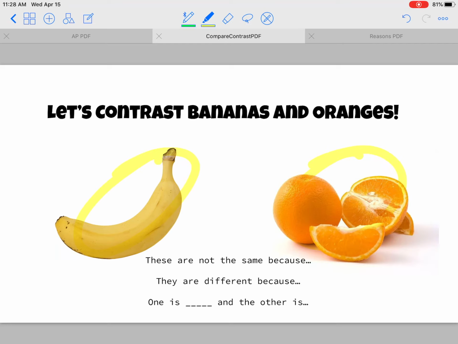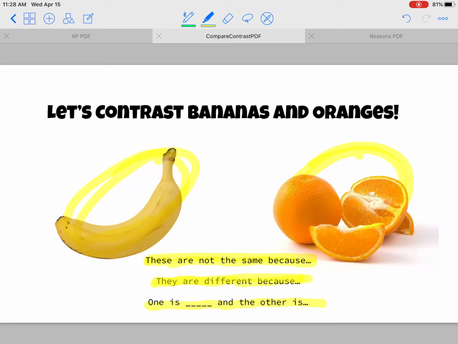So I want you to read these together with me. These are not the same because, they are different because, or one is blank and the other is blank. So I'm going to give you an example with my reason, and then I want you to pause the video and do your own. So for example, these are not the same because a banana is yellow and an orange is orange.